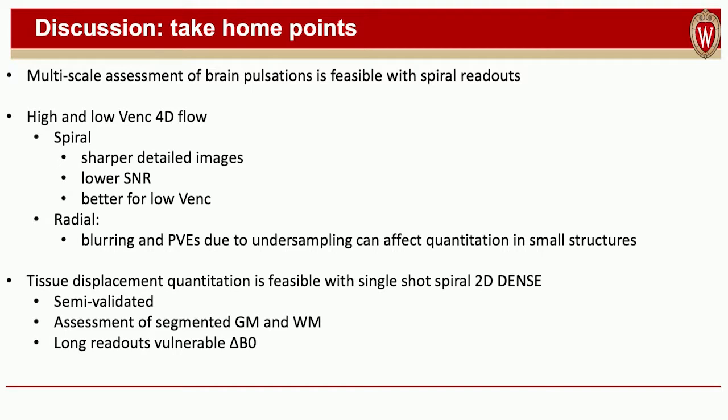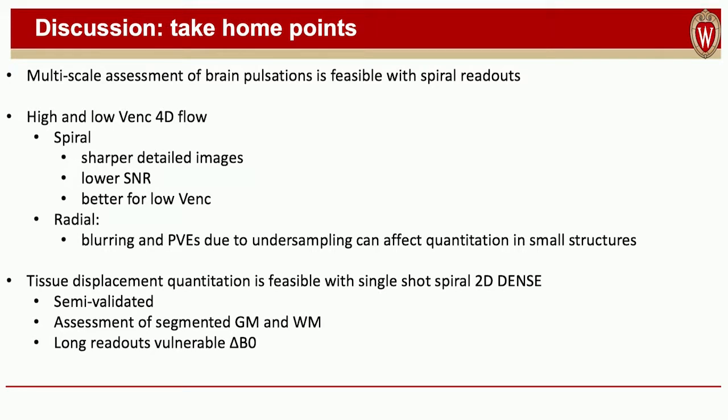So to conclude, the take-home points from this study were that it's feasible to perform a multi-scale assessment using spiral readouts. From the 4D flow data, we found that you can get sharper, more detailed images using spirals. However, at the cost of SNR, they seem to be better suited for low Venc scans. And radial sampling seems to be better suited for higher Venc scans, although you have to take into account blurring and partial volume effects.